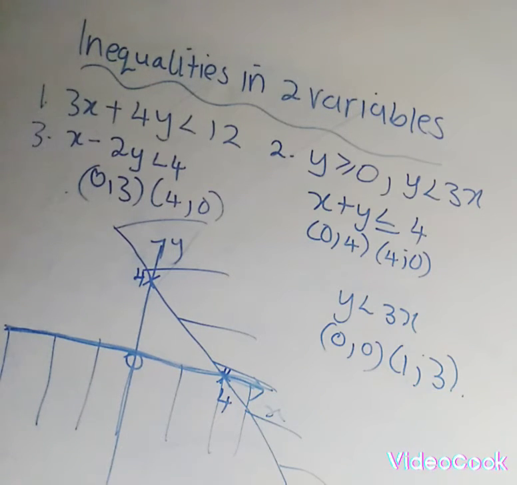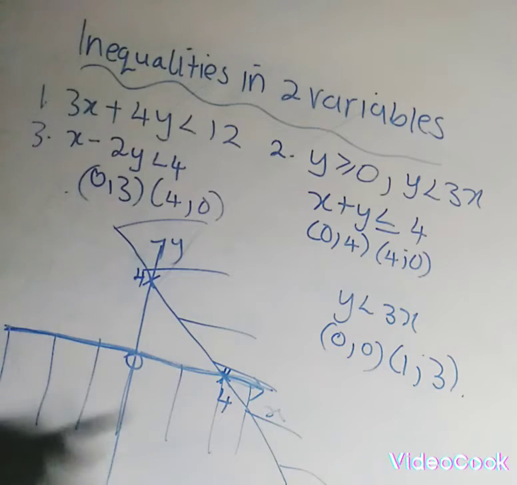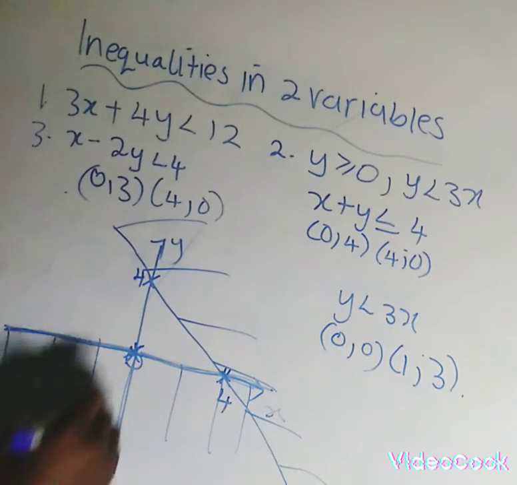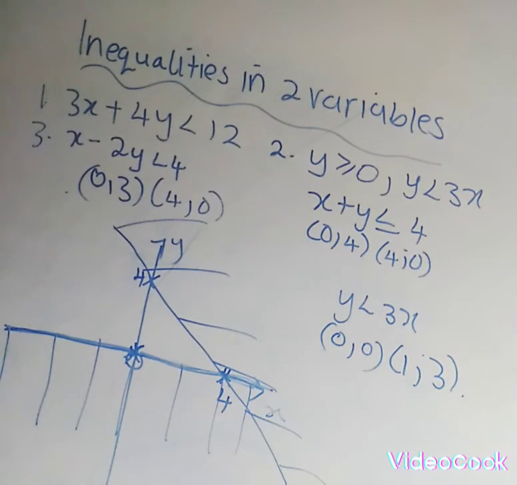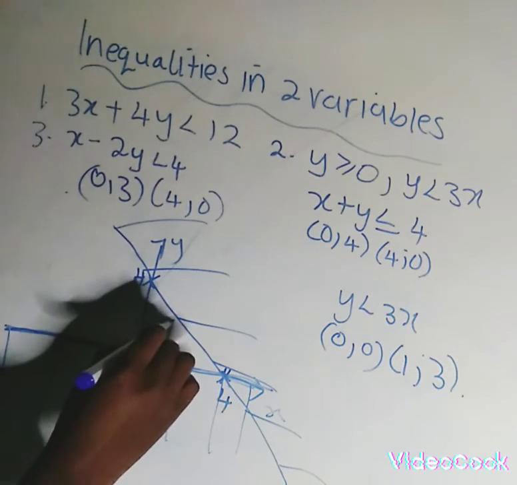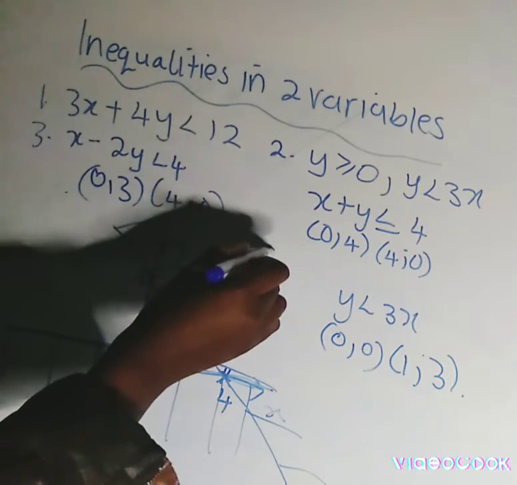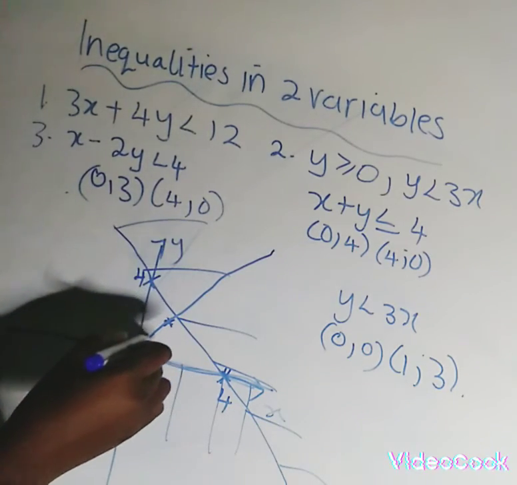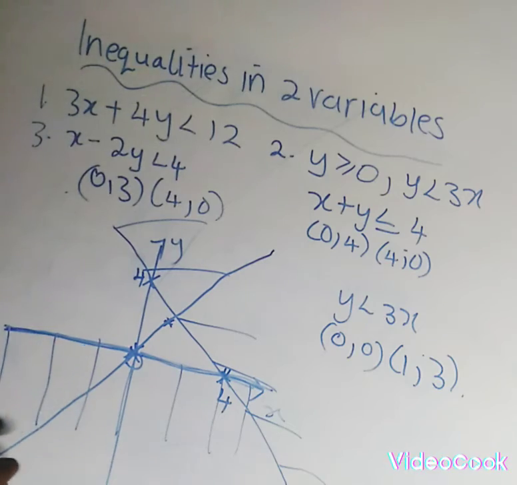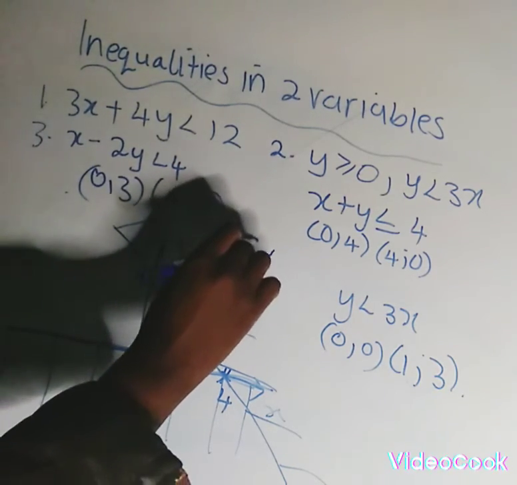And then my last inequality is the one for y is less than 3x. So with (0, 0), when x is 0, y is also 0. So I have a point here. I also have a point when x is 1, y is 3. So my (1, 3), I can put it somewhere there, right? And then I join the 2 points. Whenever you're drawing a graph, you make sure your line goes as far as possible. So this is going to be my y less than 3x.